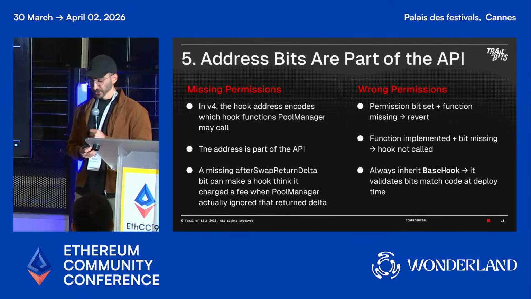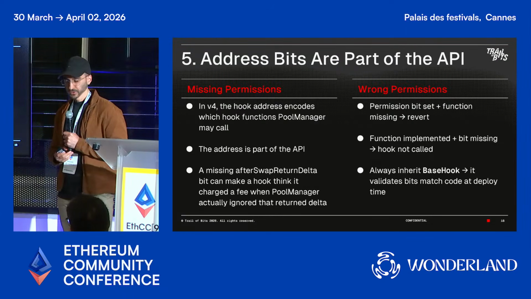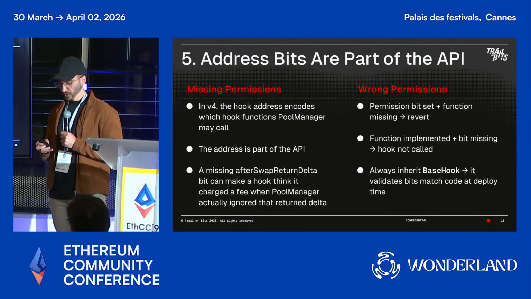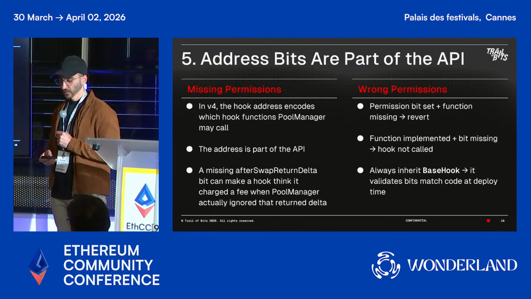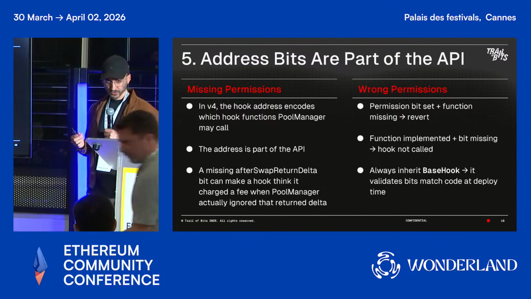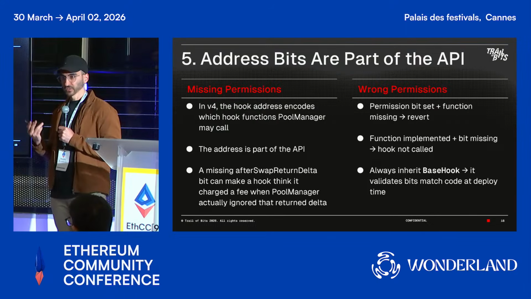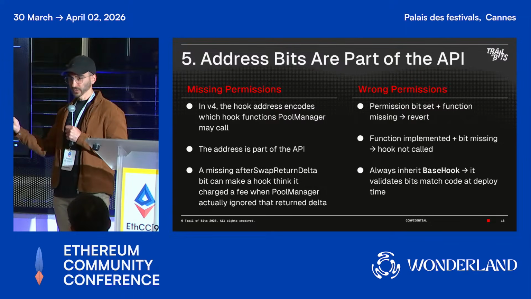And the last one, which is one of the most innovative features that they implemented in V4, in my opinion. The way you tell the pool manager which feature you want to have enabled in your hook is to enable some of the bits in the address when deploying the hook contract. And so, as the title said, address bits are part of the API. You have to make sure that everything corresponds nicely, and that if you have enabled a bit in the address, you will have the corresponding function. Otherwise, the call from the pool manager will revert.